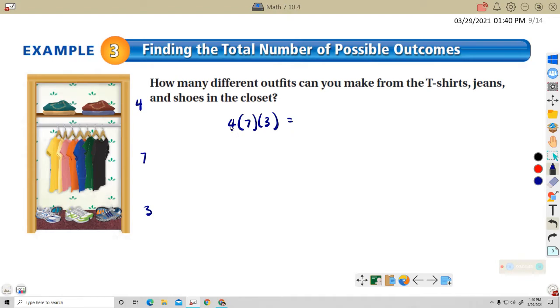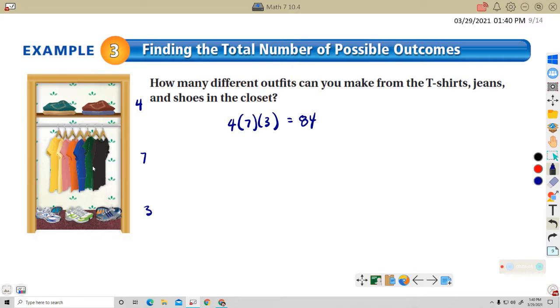I'm going to do this kind of easy, because 4 times 3 is 12, and 12 times 7 would be 84. 84 different outfits you could make from what's in this closet.